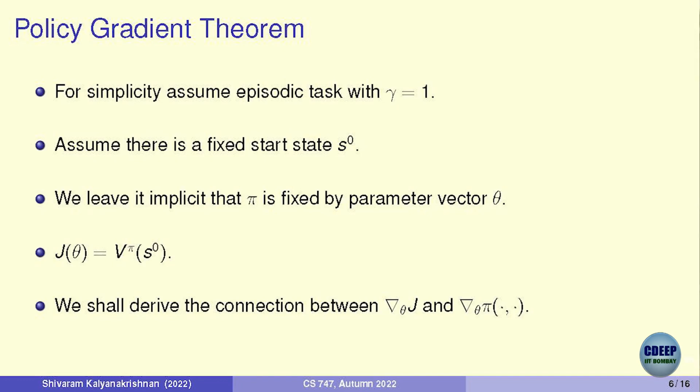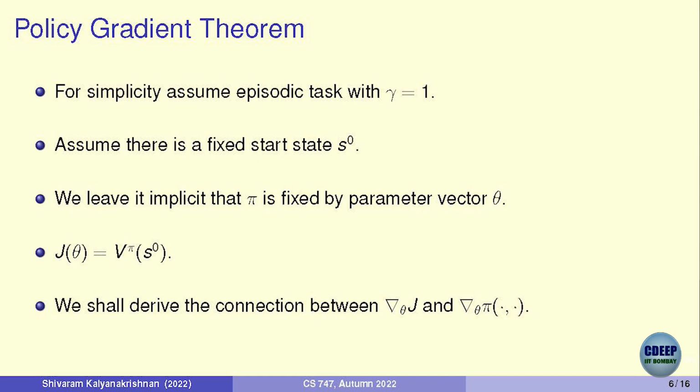Let's assume that there is a fixed start state S0. We normally use the subscript for time, so at time step 0, let us say that S0 is fixed to some state that you start at. We are not going to keep writing pi theta everywhere. It's implicit everywhere that pi is a policy that's parameterized by theta. And let us follow the convention that the scalar value, the theta we are trying to optimize for, should maximize J of theta, defined to be the value of S0. We're starting at the start state, and we want to find a pi that's going to give us the highest value starting at this start state.